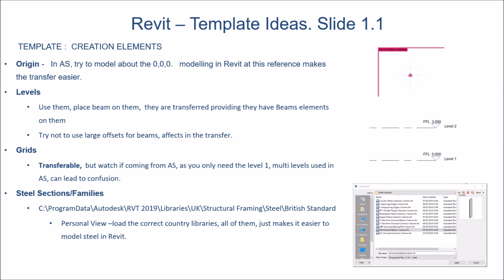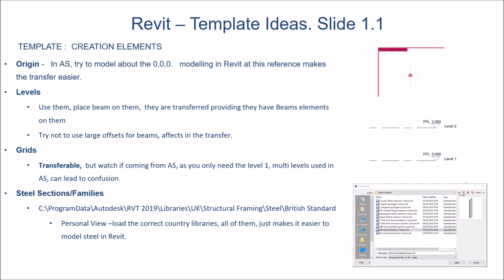Other things to watch out for is levels. I did find that transferring from Advanced Steel into Revit, it was probably easier to just have one level. And vice versa, if you're in Revit, obviously make sure you use levels. It's quite a primary thing that is used inside Revit. And when you put the beam on it, try not to do a large offset from it. I found that didn't come across too well when I came back into Advanced Steel.